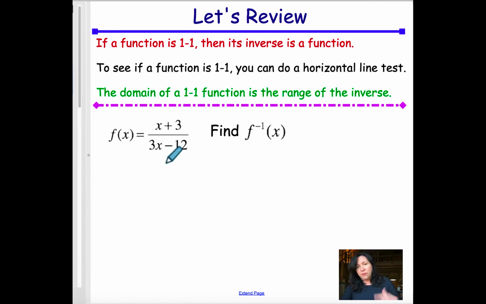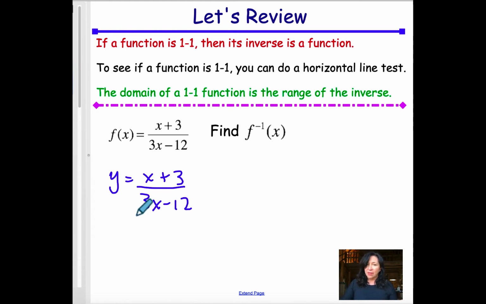So today, for this problem, we're trying to find the inverse. That's what f of -1 is. The first thing we're going to do is rewrite this equation, replacing f of x with y. So y is equal to x plus 3 all over 3x minus 12. Then we switch x and y, because that's how you find the inverse, and then you solve for y. Switching x and y, we get x equals y plus 3 all over 3y minus 12.